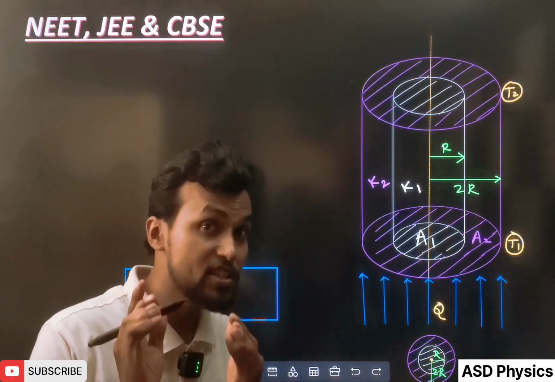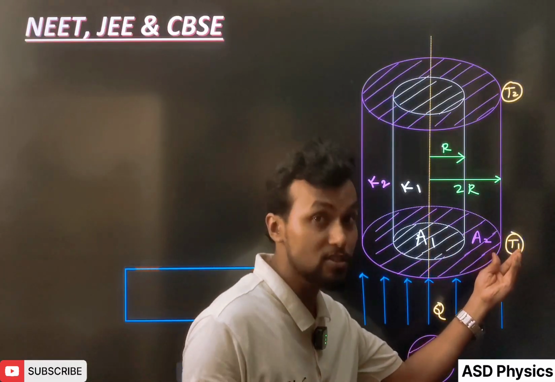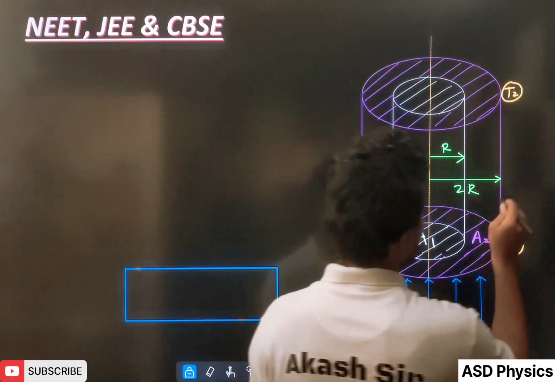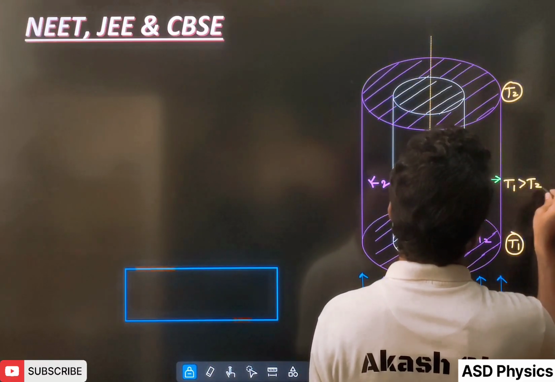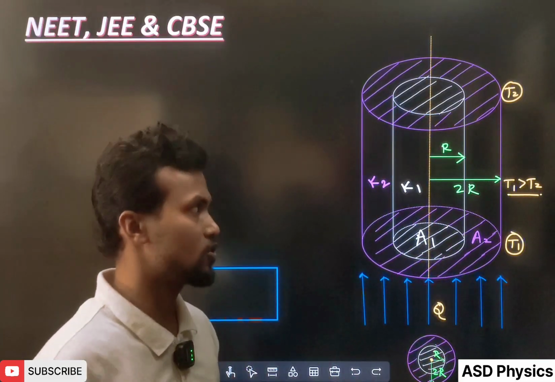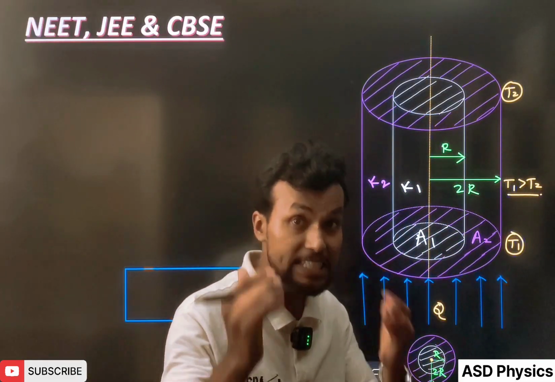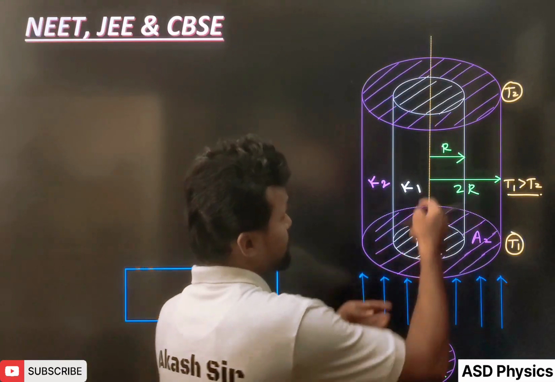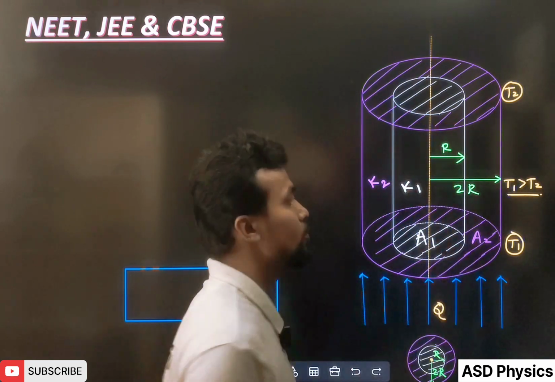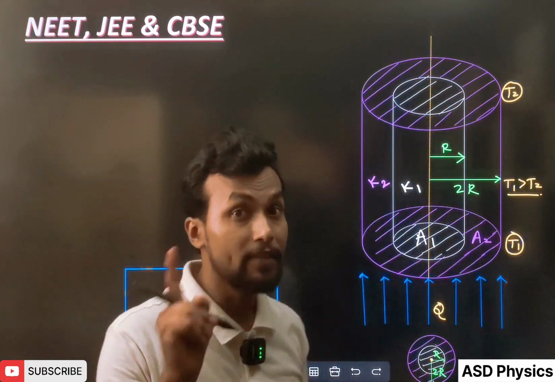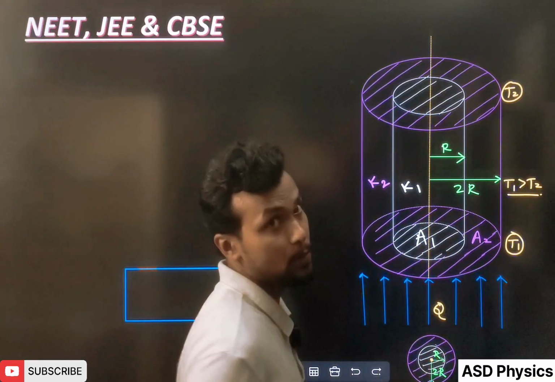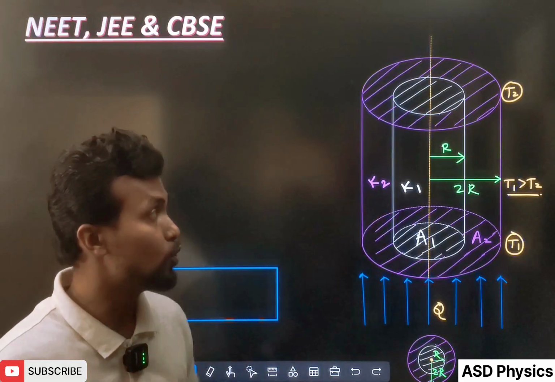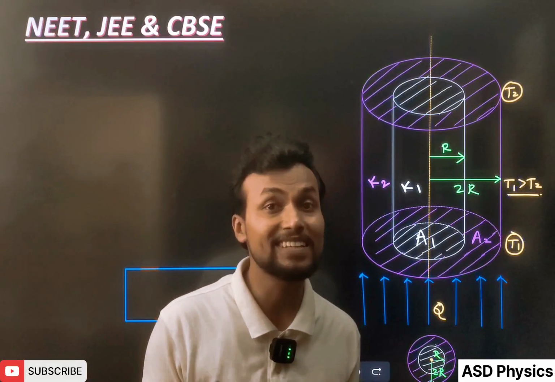This system is in a steady state, which means T1 is always constant and will not change when the heat flows, and T2 is also constant. But T1 should always be greater than T2, because heat flows from high temperature to low temperature. Now the inner solid cylinder has a temperature difference of T1 minus T2, and the outer cylindrical shell also has T1 minus T2. As the temperature difference for both cylinders is the same, they are connected in parallel.